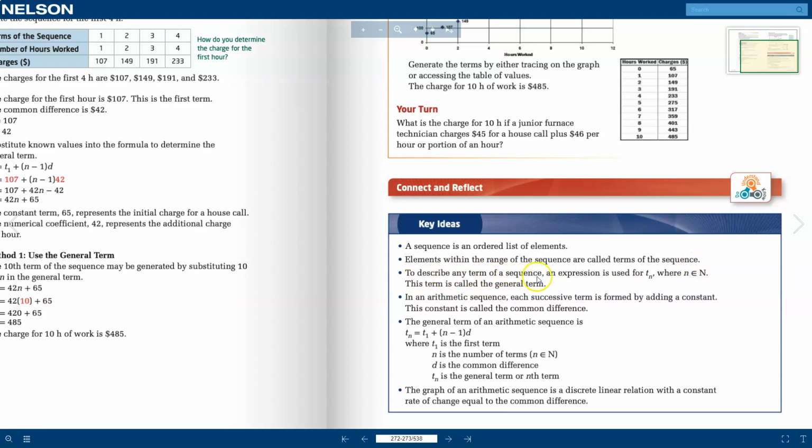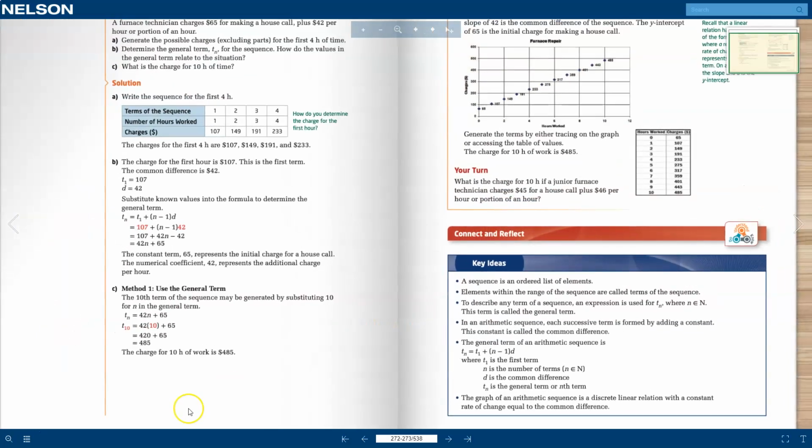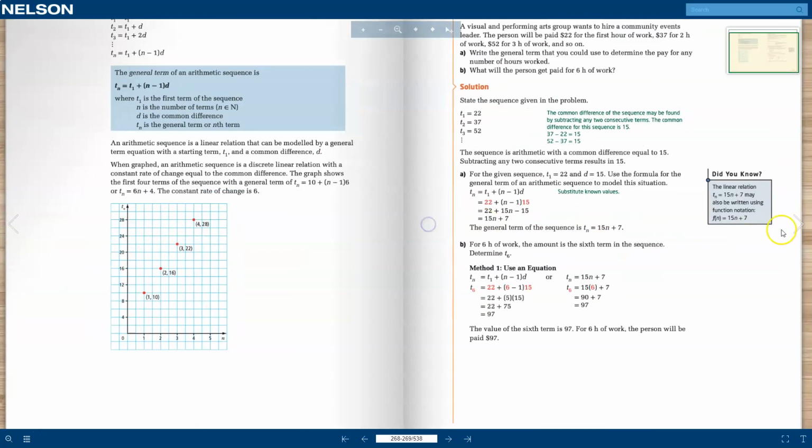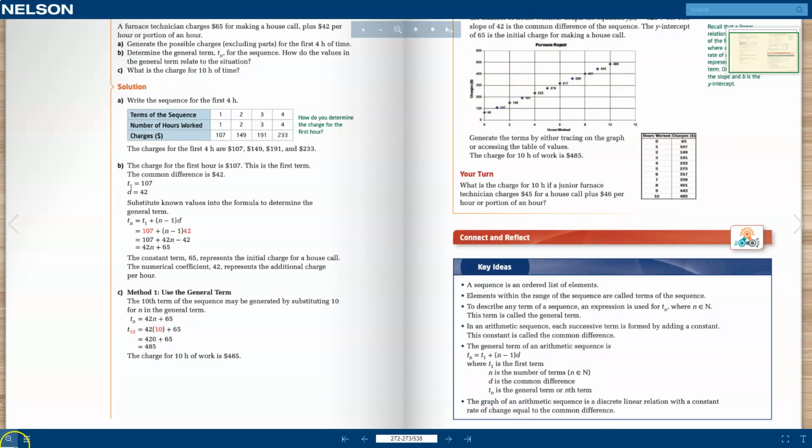To describe any term of a sequence, an expression is used for Tn where n is a natural number. This is called the general term. So let me just flip back. This is going to be the general term here, right? Tn equals T1 plus (n minus 1) d. Okay.